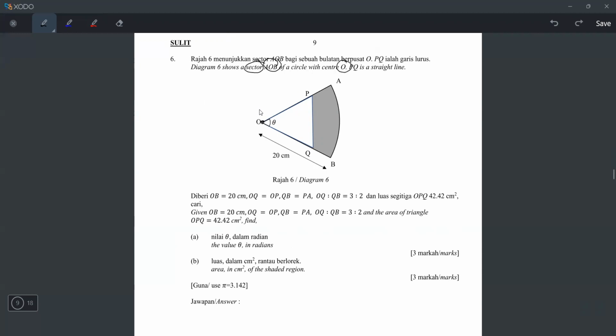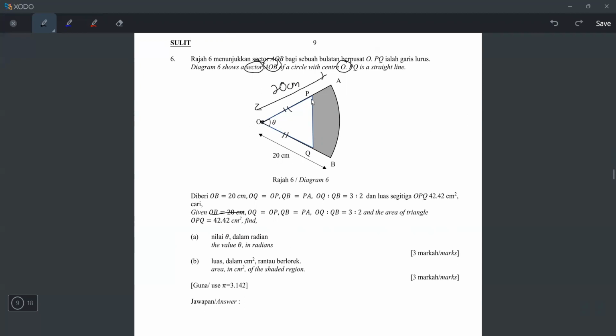Okay, center O, so we can tell this is a radius. From O to A is the radius. And we actually know the length, 20 cm. How do I know? Because I look at O to B, because O to B is also a radius. And then they say PQ is a straight line. So PQ is a straight line, okay. And then they say OB is 20 cm. Okay, done. OQ equals OP. So I will label it like this, okay.